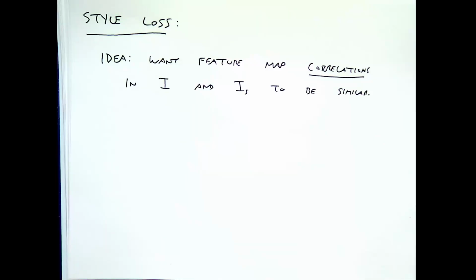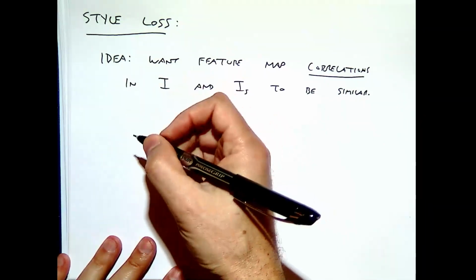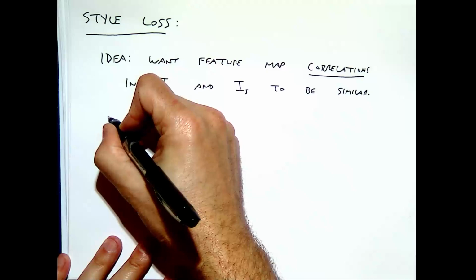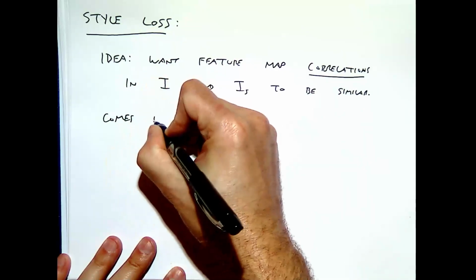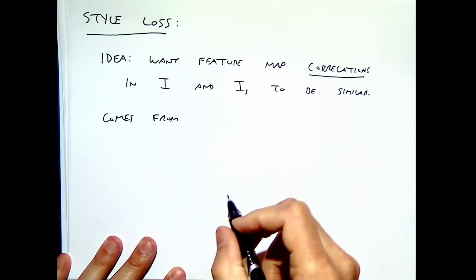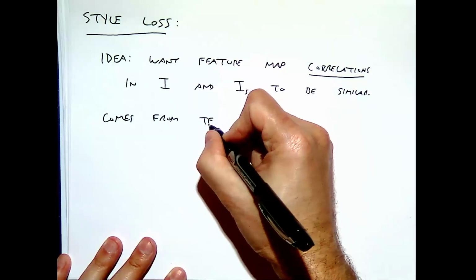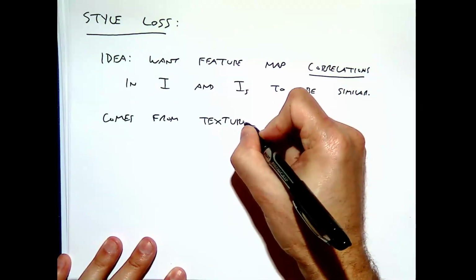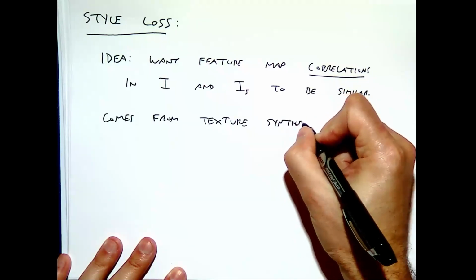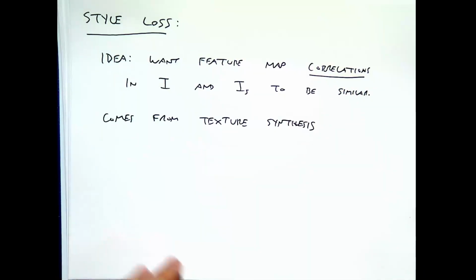So let me try and write that down a little bit more concisely here. This comes from back in the day, when there was a lot of work on texture synthesis, right? Supposing that I wanted to synthesize realistic clouds or concrete from scratch, there were lots of observations about how to characterize what separates one texture from another texture from an image processing point of view, right?